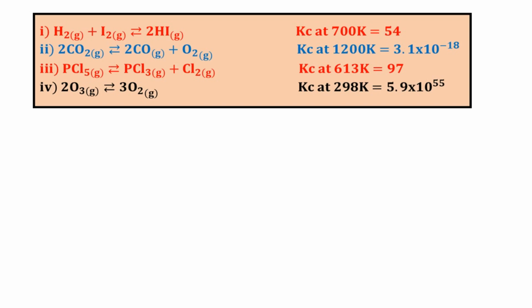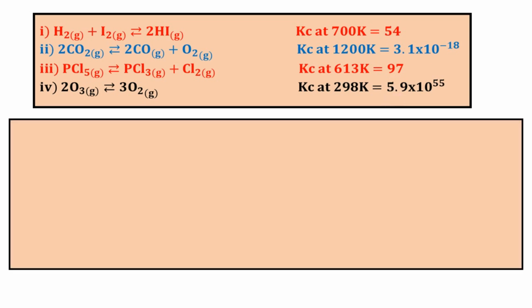Now this is the reaction that we are having. The first one has a Kc at this temperature equal to 54, which is in between 10^-3 and 10^3. The second one is less than 10^-3; you can see this is 10^-18. We have another Kc which is in between. We also have another Kc which is even higher than 10^3. So this is number 4.